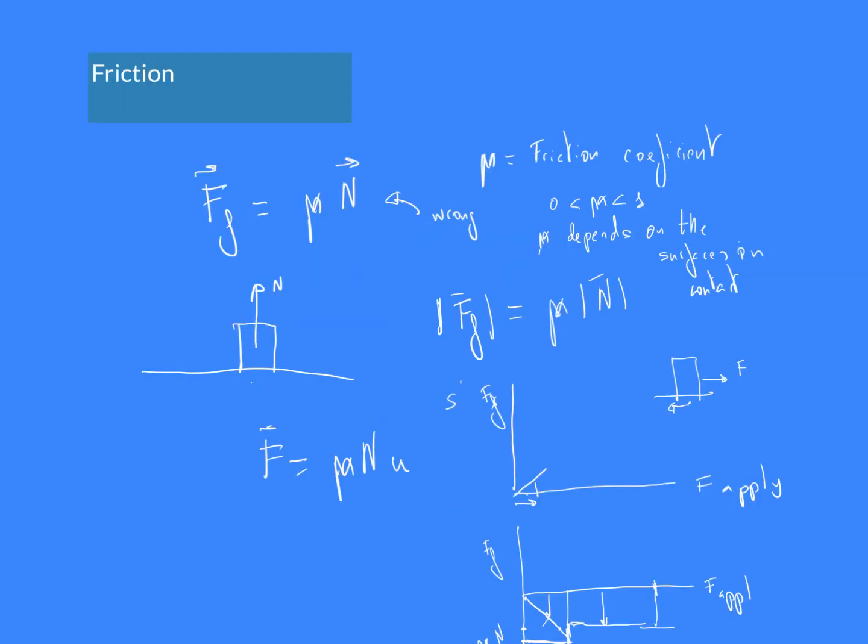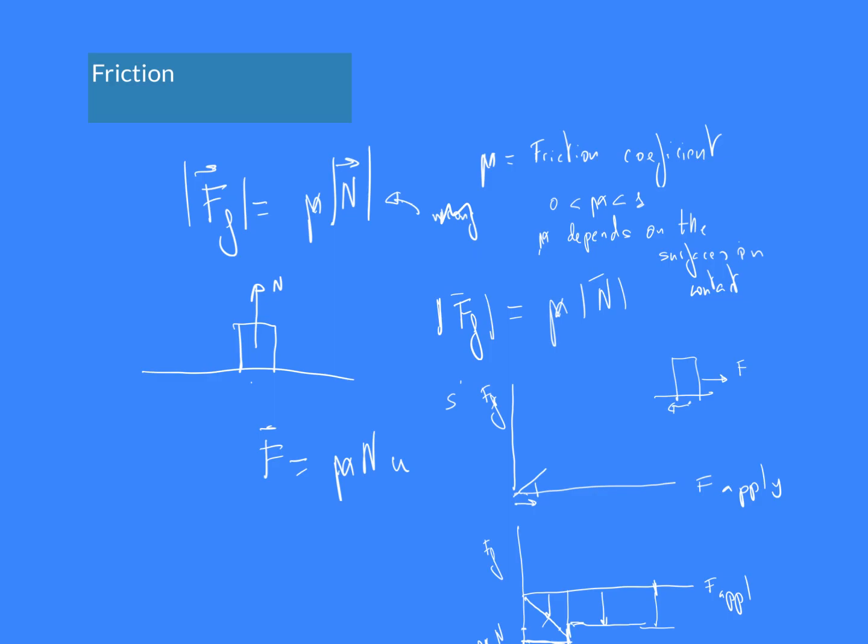So let's go now to frictions. Friction forces are forces that exist. The magnitude of the friction force, this is wrong, okay. The magnitude of the friction force is proportional to the magnitude of the normal force.